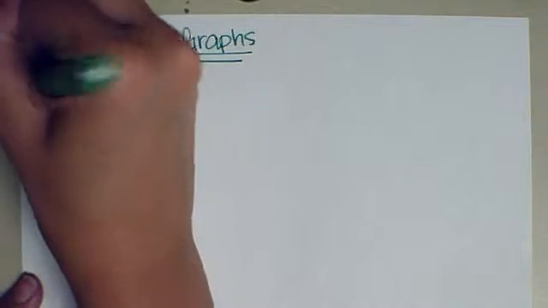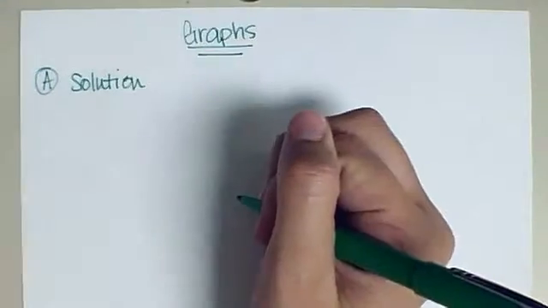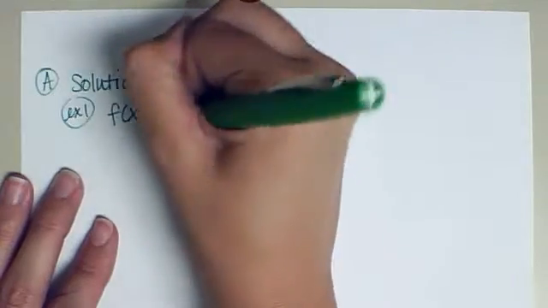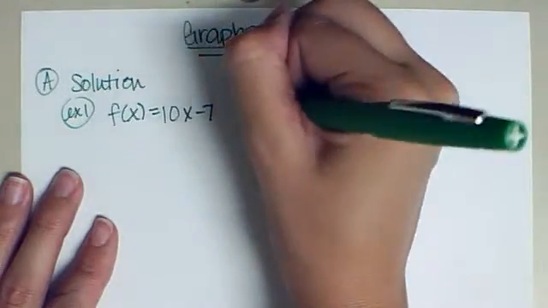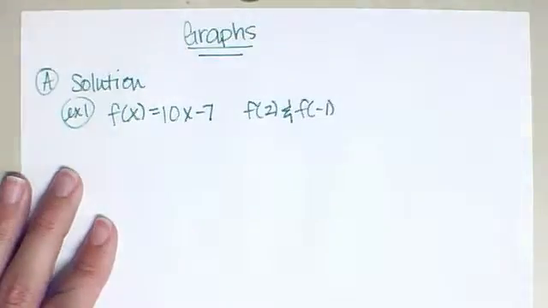Today in class we talked about the graphs of equations. We reviewed some things that should be basic information, starting with how to find a solution, particularly when we're in function notation. So example number 1, if I have f of x equals 10x minus 7, and I want to find f of 2 and f of negative 1.